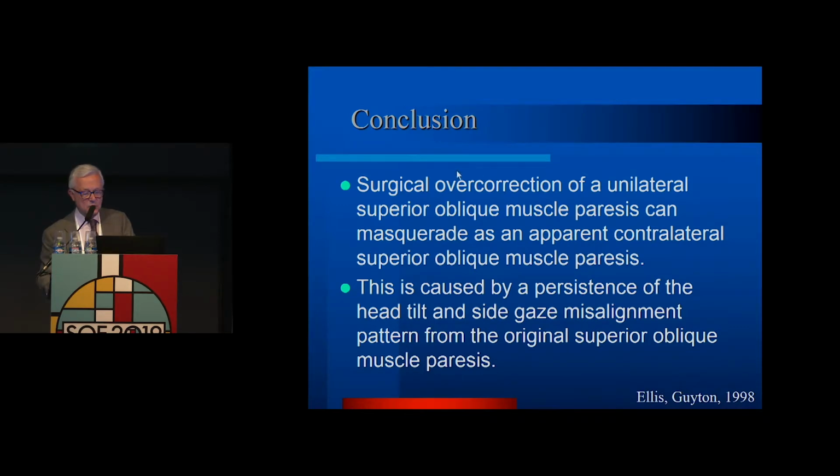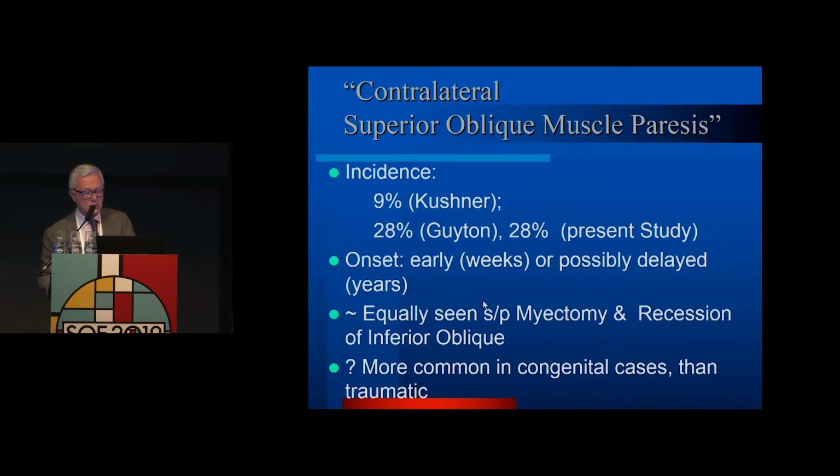And this is their conclusion. Surgical overcorrection of a unilateral superior oblique muscle paresis can masquerade as an apparent contralateral superior oblique paresis. This is caused by a persistence of the head tilt and side gaze misalignment pattern from the original superior oblique muscle paresis. So it is not a missed contralateral superior oblique palsy, it is an overcorrection of the first thing.